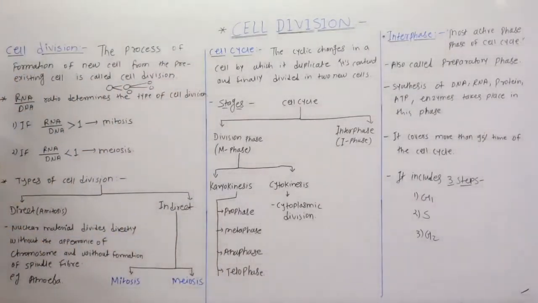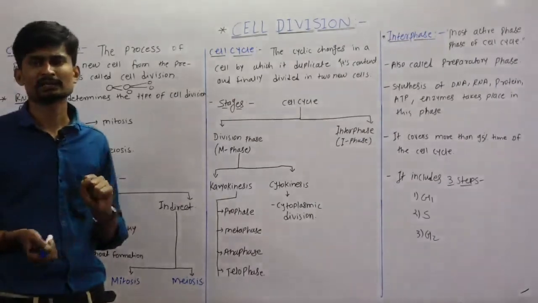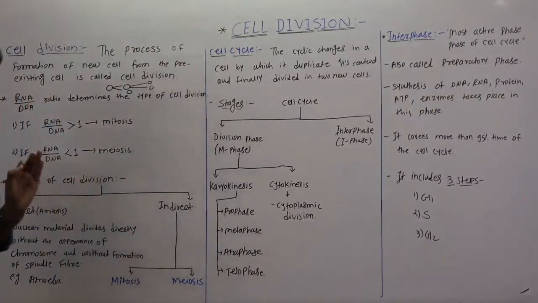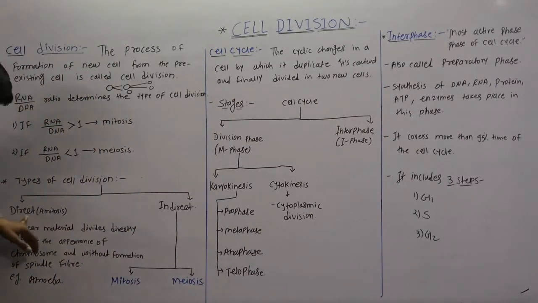Now next is the types of cell division. There are basically two types, that is direct and indirect type of cell division. Now what is direct type of cell division? This direct type of cell division is also called amitosis. Amitosis means there is no mitosis. Now what is actually this?